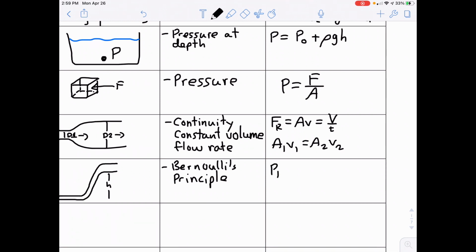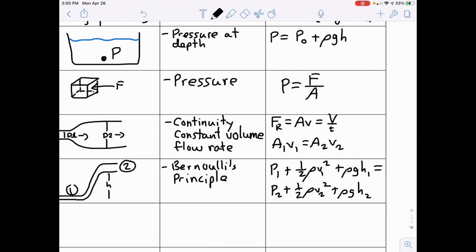So P1, pressure 1, and let's call this region 1 here and region 2 over here, is equal to the kinetic energy of the flow rate. And so instead of 1/2 mv squared, it's 1/2 density v squared, plus, instead of mgh, it's density rho g h, 1 and 1. And that's going to equal P2 plus 1/2 rho v2 squared plus rho g h2.